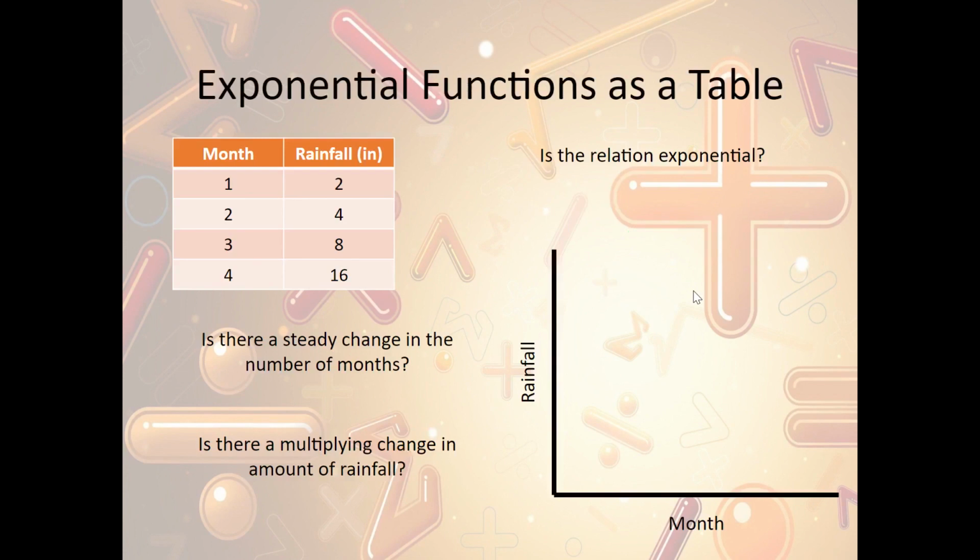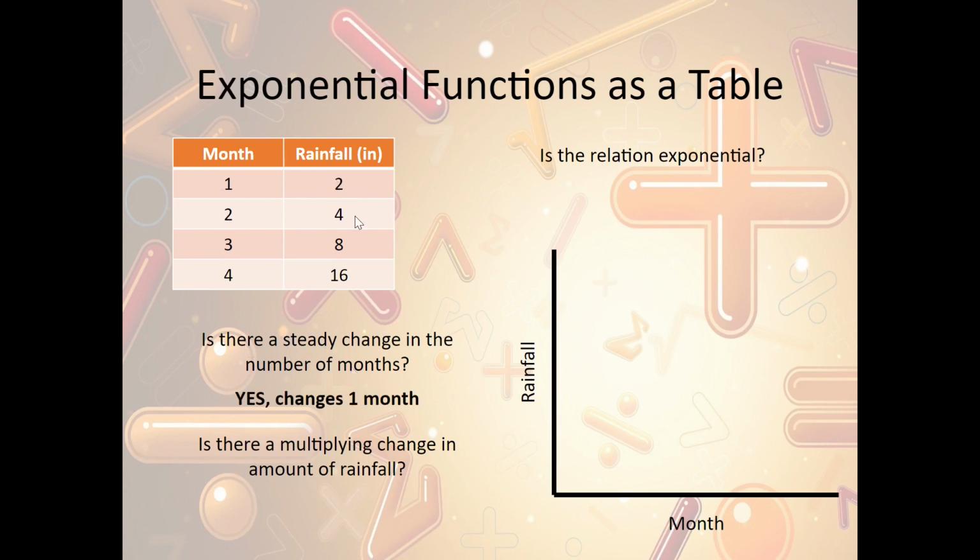How can we recognize exponential functions from a table? Well, first of all, the rule is the number of months, my x values, should be changing by a consistent amount, and it should be addition. And my y values should be changing by multiplication. So in this case, we have the months. So this is 1, 2, 3, 4. Well, is there a steady change in the number of months? Yes, there is, and it's changing by 1 month each time.